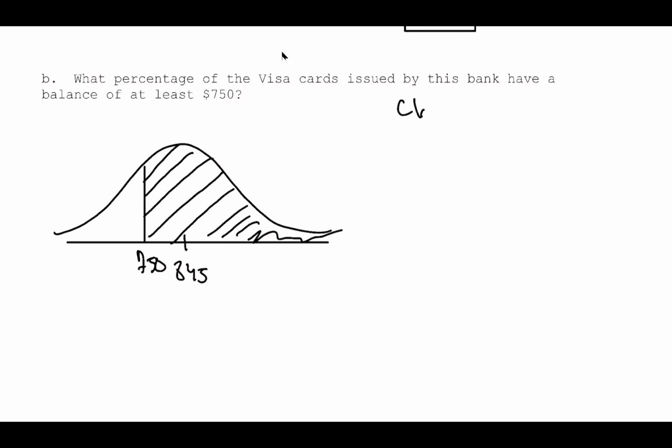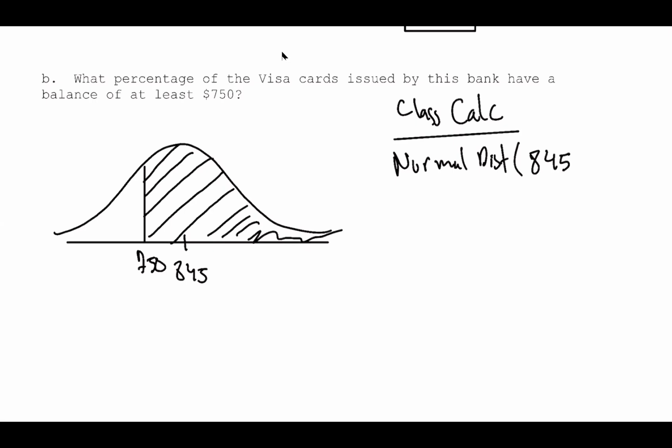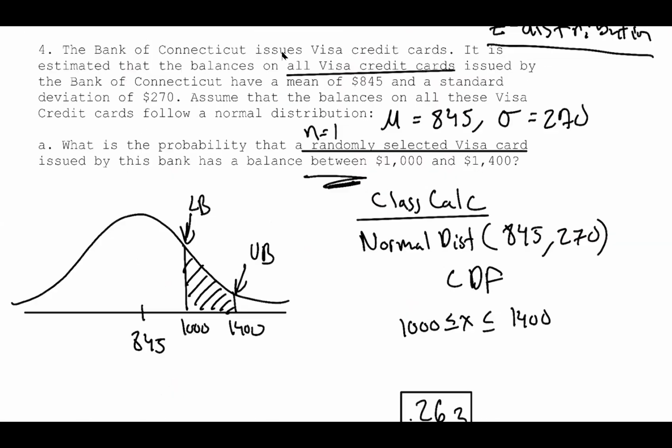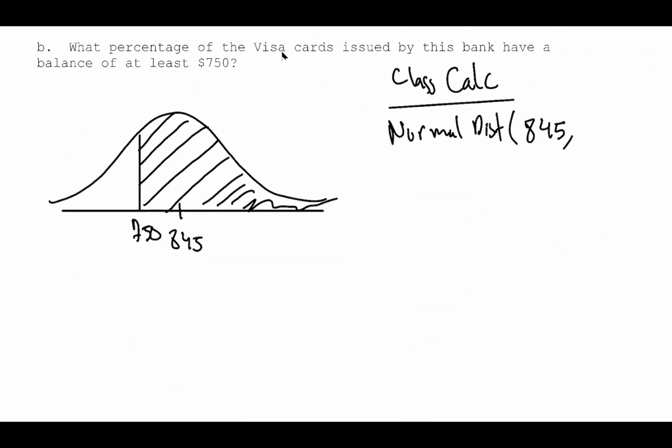All right, so let's go to ClassCalc. In ClassCalc, since this is a normal distribution, you do normal distribution. Then you do a mean of 845. What's my standard deviation? I forgot, so let me look it up, 270. All right, so remember, the reason I know we're trying to find the probability is that it says what percent. So that's telling me we want to find the probability. You want to hit CDF.